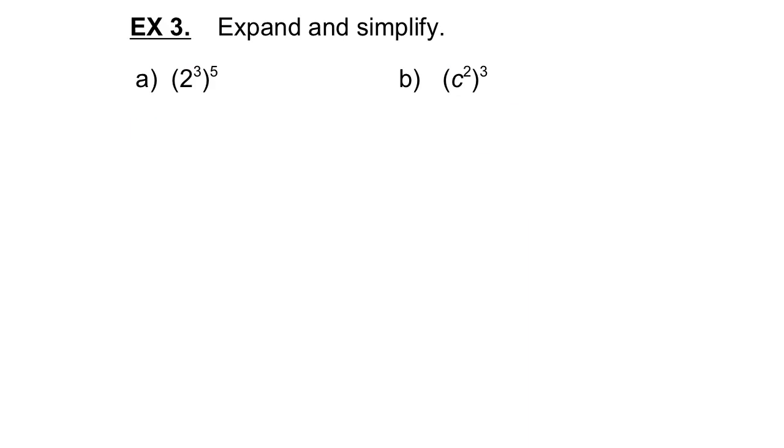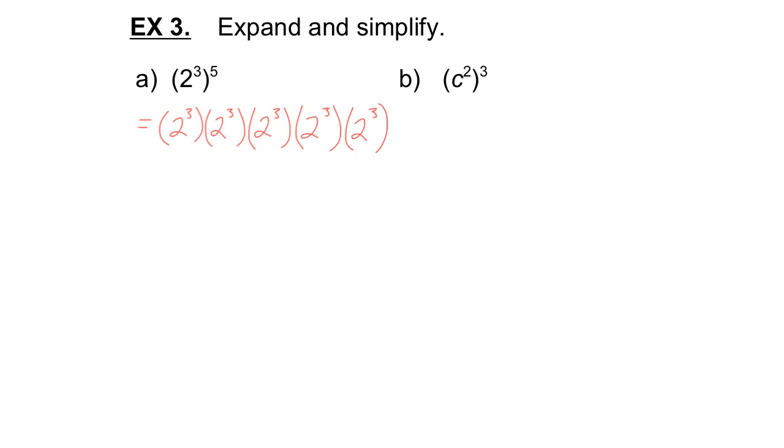Well, here we have something different. Here we have a power as the base of a power. So this is called a power of a power. So here we have the exponent. The base is 2 to the exponent 3. So that would be 2 to the exponent 3 multiplied by itself 5 times.